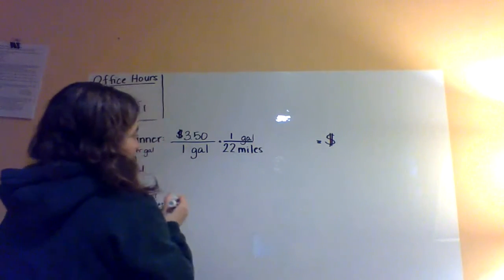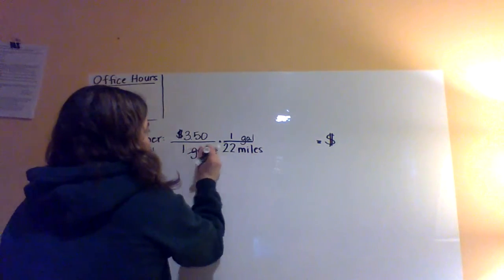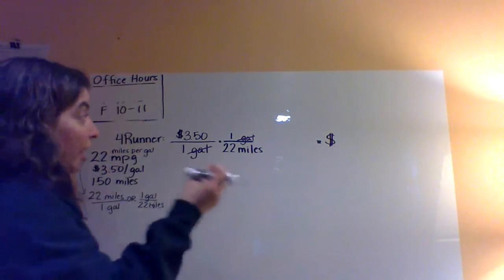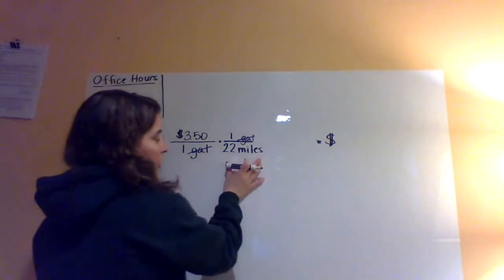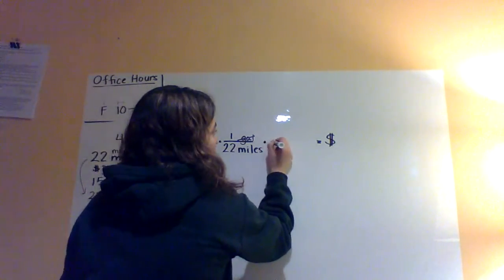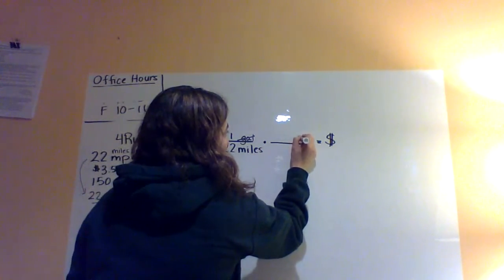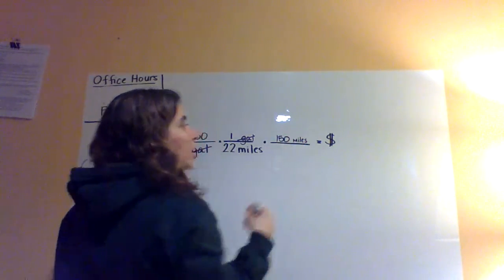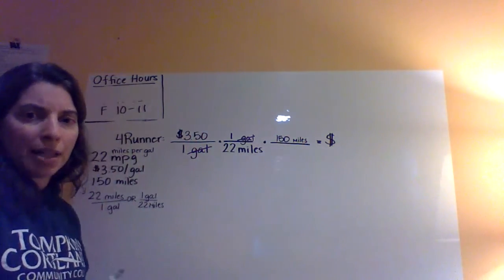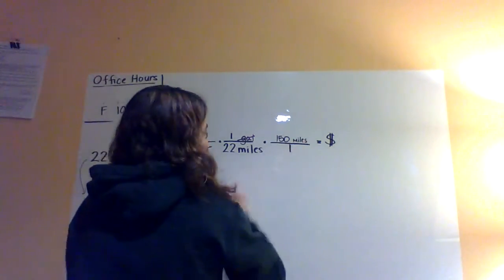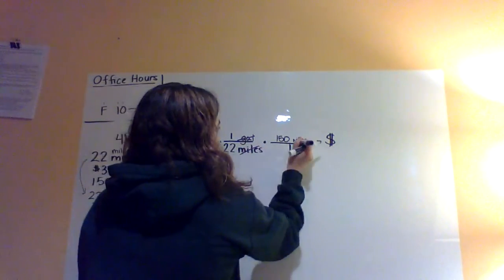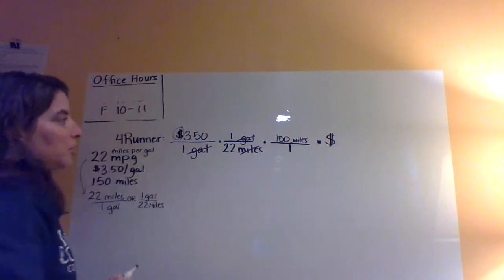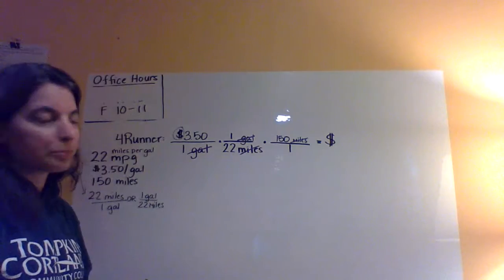So this setup tells me that my units of gallons are going to cancel out. Now I have dollars in the numerator and miles in the denominator. I don't want miles in my answer, so I want something here that's going to cancel out my miles. Well, I know that her trip is 150 miles. And it's not 150 miles per anything, so we're just going to put it over 1. But again, that cancels out my units. And what I have left now is just dollars, which is exactly what I want in my answer.